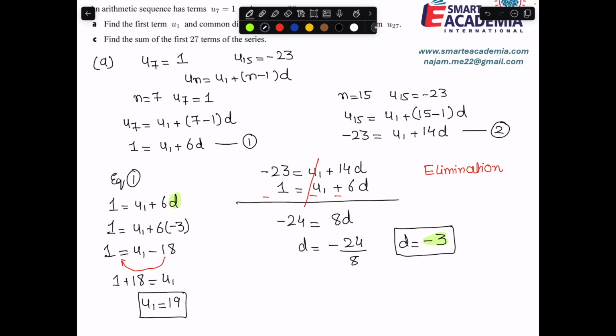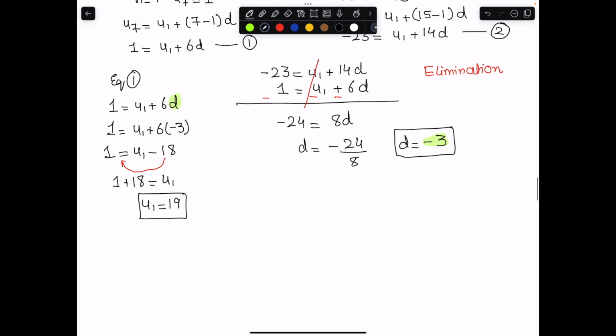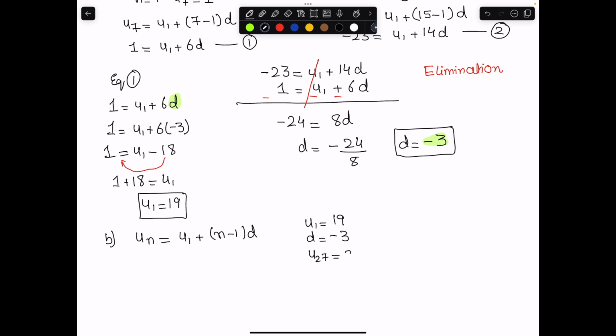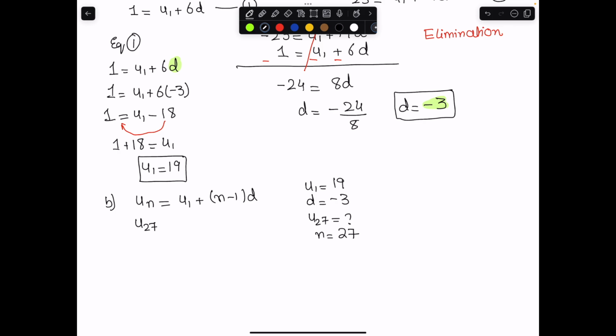It's pretty straightforward if you know how to use the general equation and find two equations and solve them simultaneously for two variables. The second part says find the 27th term, which is u27. Now this becomes pretty easy because your general equation is un equals u1 plus n minus 1 into d. You already know your u1 is 19, your d is negative 3. And all you need to find is u of 27, which means your n is 27. Substituting all these variables here, you will get u of 27 equals 19 plus 27 minus 1, and d is negative 3.